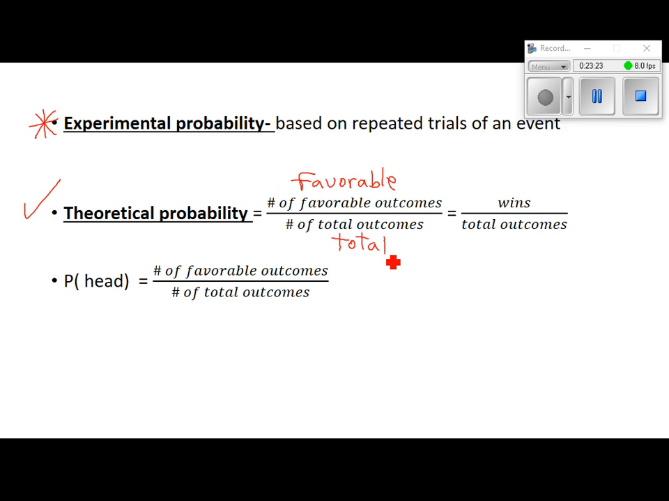So theoretical, favorable over total, wins over total outcomes. The other thing that I'm going to put on here that I didn't put on your paper, write this down, odds. If you're looking at odds, wins compared to, or wins colon, losses. Wins compared to losses.